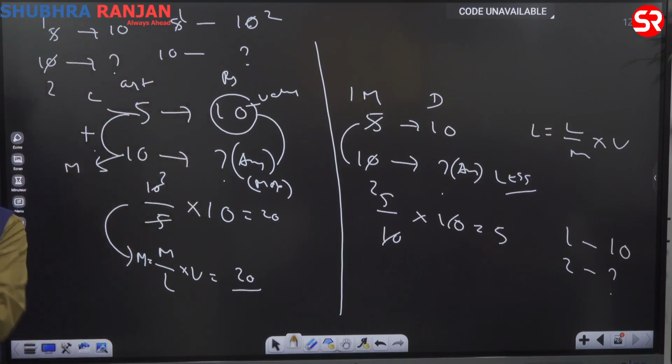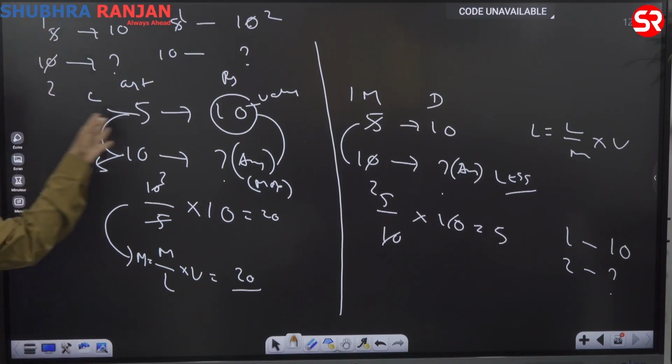When comparison comes, almost 80% of the problems we will do with comparison only. We won't use any formula, even for simple interest, compound interest, whatever it may be. We will go with comparison only. So it is very crucial to remember conversions vertically and horizontally.